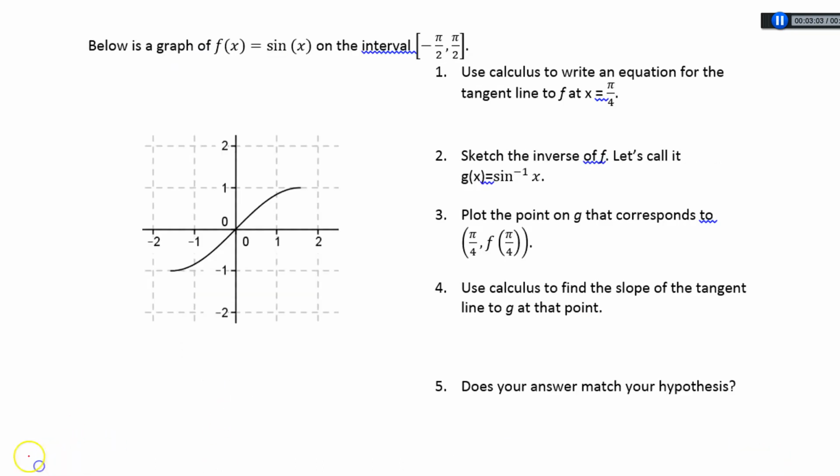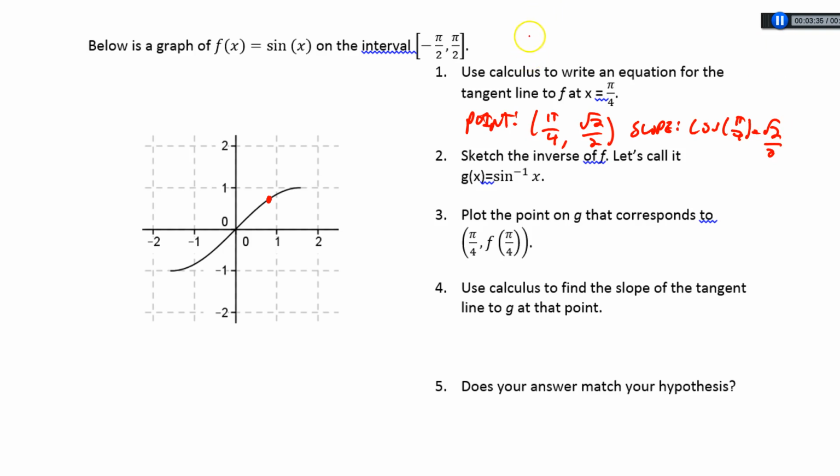All right, let's see what else they got for us. So here we have sine x, and we're on the interval negative pi over 2 to pi over 2. So first I want us to write an equation for the tangent line at pi over 4. Pi over 4 is like 3/4, so it's like somewhere around here. Okay, so we need a point and a slope. So our point will be pi over 4, and then sine of pi over 4, which is root 2 over 2. And our slope, well, that's going to be cosine of pi over 4, which is also root 2 over 2.